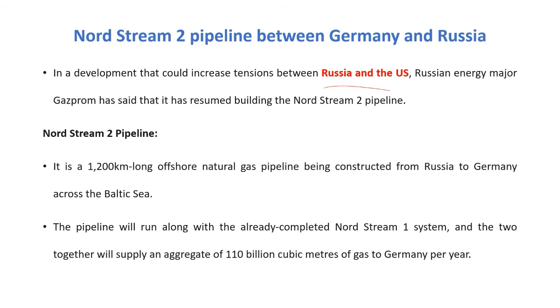It is a 1200-kilometer long offshore natural gas pipeline, being constructed from Russia to Germany across the Baltic Sea. I have an image to discuss this pipeline. The pipeline will run along with the already completed Nord Stream 1 system, and the two together will supply an aggregate of 110 billion cubic meters of gas to Germany per year. So Germany will be getting a large amount of gas from Russia.